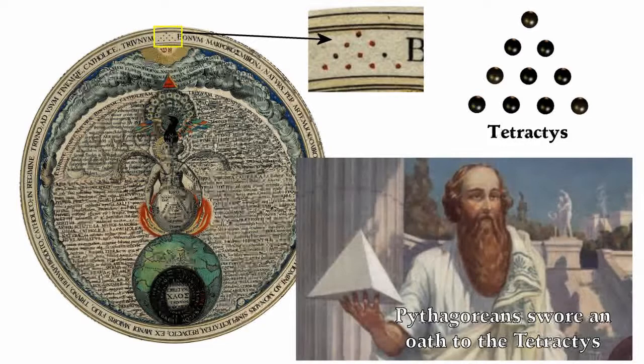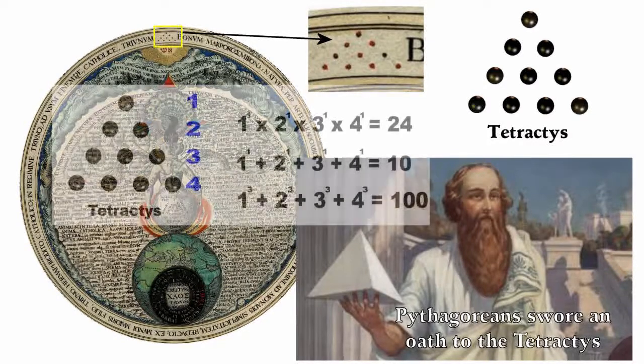But if we begin with the Tetractys, the Pythagoreans swore an oath on the Tetractys. There are 10 dots in the Tetractys, and in Pythagorean schools that was basically the number of God.